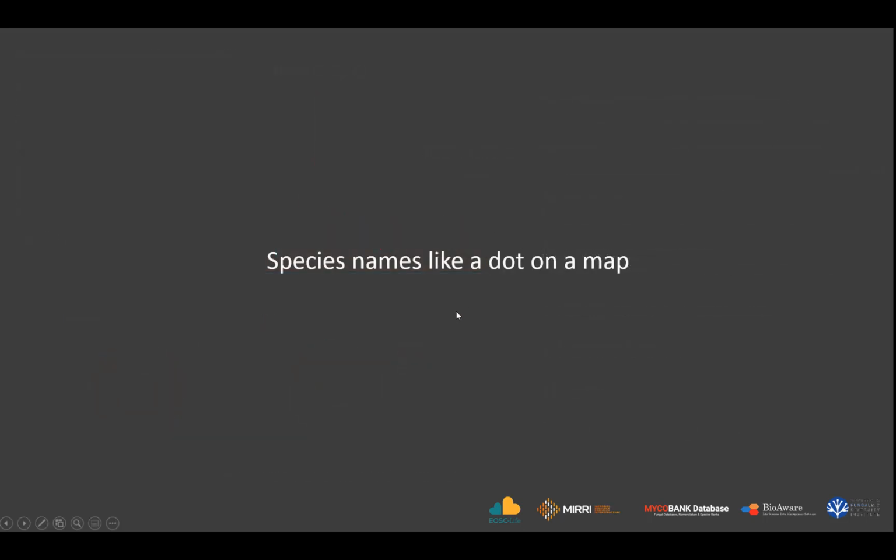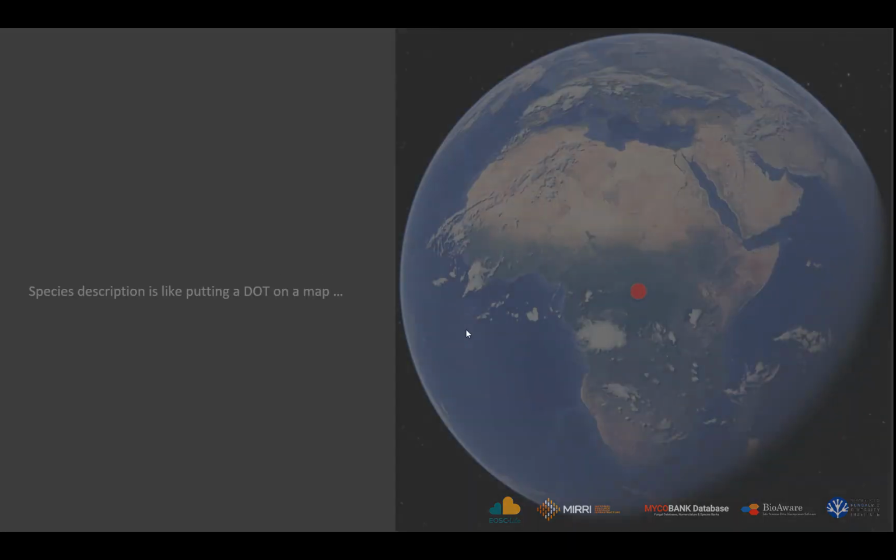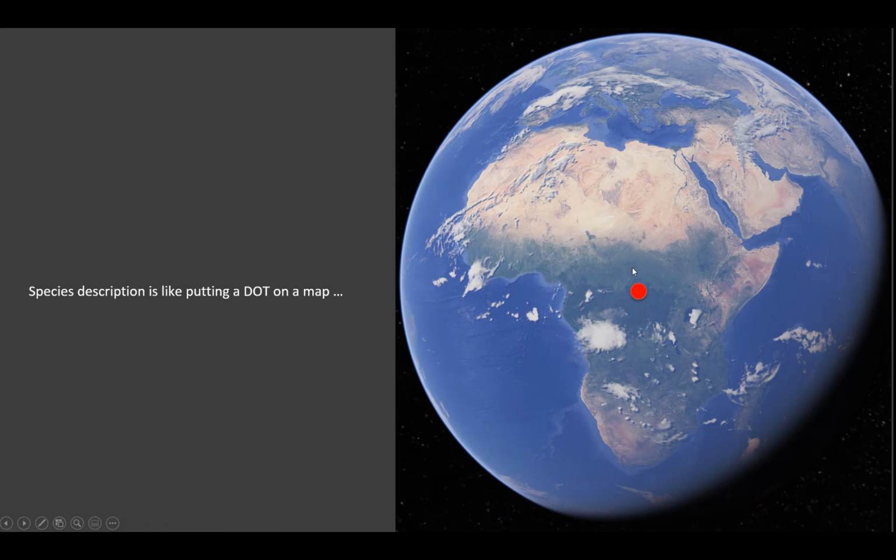So why do we describe species in the first place? I was in the workshop last week, and Ian was saying, well, we want to put species on the map. I like the analogy, I found it quite nice, and I took this analogy to describe something a bit special in my eyes. So if we agree that this is a species on a map, I take here the geographic analogy, this is a species, let's say.